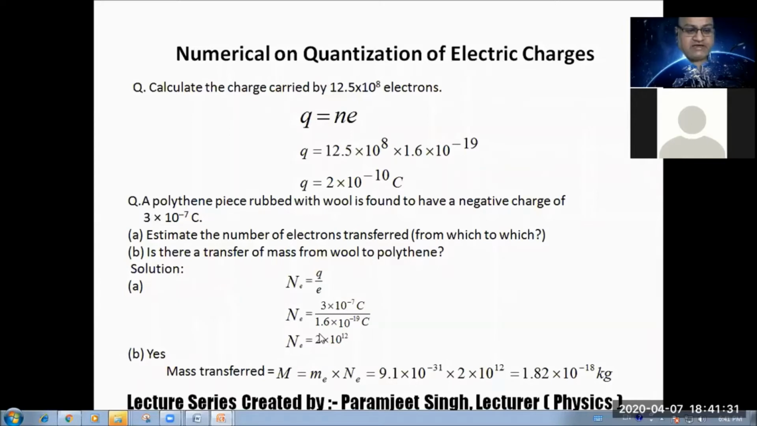B part. Is there a transfer of mass from wool to polythene? If the electron has mass, definitely there is transfer of mass. From where to where? Again, from wool to polythene. Although the mass of the electron is very small, of the order of 10 raised to power minus 31 kg, the order doesn't matter. The question is whether mass is transferred or not. Yes, mass is transferred. Electrons carry mass as well as charge.